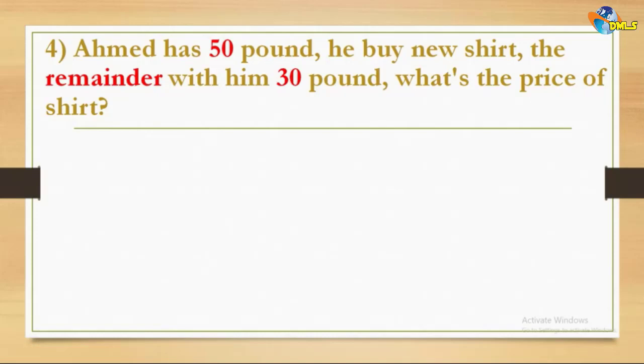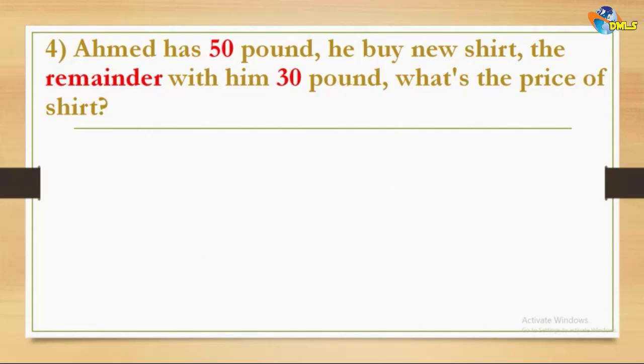But first, we have to read the problem. Ahmed has 50 pounds. He buys a new shirt. The remainder with him is £30. What is the price of the shirt? At first, Ahmed has £50, and after buying the shirt, the remainder with him is £30. So, to know the price of the shirt, we have to subtract 30 from 50.